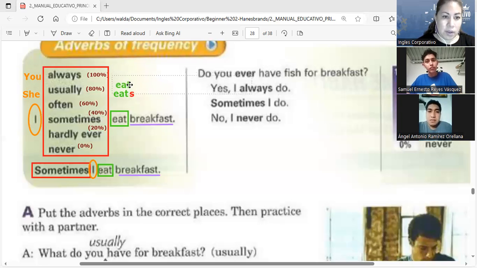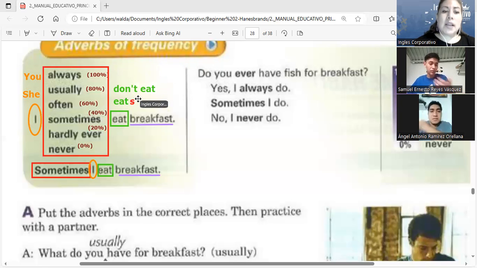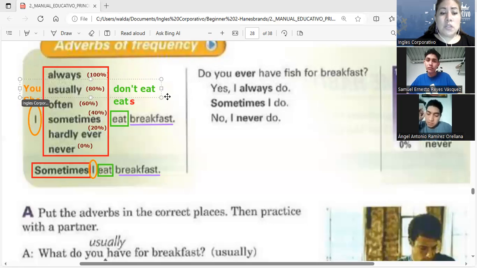Okay, hold on. I'm gonna put it over here so it doesn't get confusing. Okay, so I can say, I usually don't eat breakfast. Okay, I usually don't eat breakfast. Y usualmente no como. Exactly. Usualmente no comes, o no desayunas. So you usually don't eat breakfast. Not with always. Always no. It would be more like with usually. You usually don't eat breakfast.